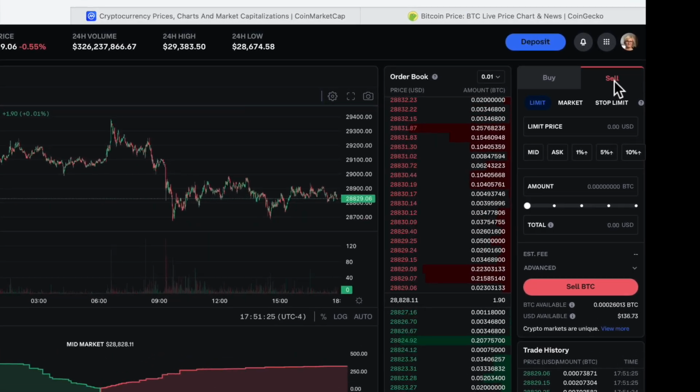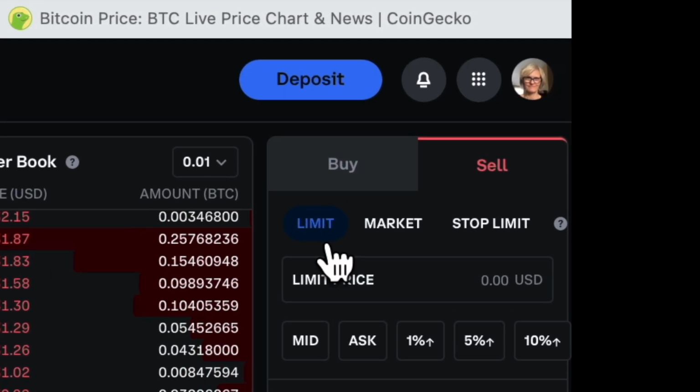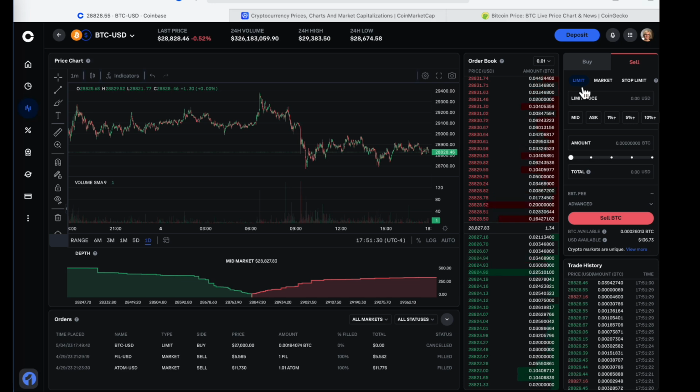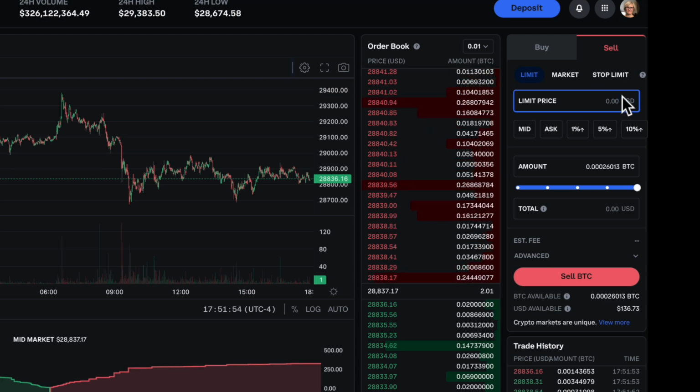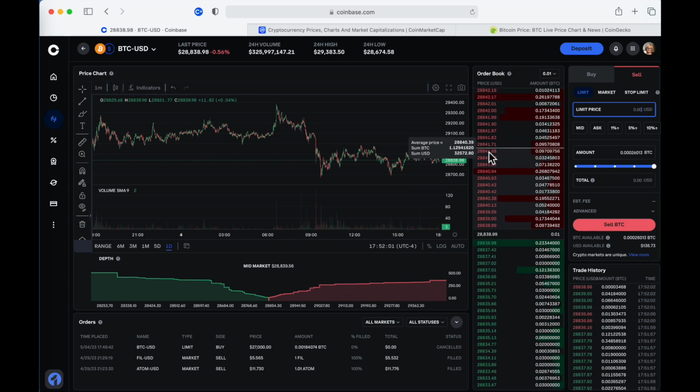Now, if I want to sell one of my crypto assets, we are on the Bitcoin US dollar trading pair page, and we're going to go ahead and set up a limit order to sell some of our Bitcoin. I can use this slider if I want to sell all of my Bitcoin. So I have to put in a limit price. So if I'm selling, I'm going to put it above the market price, which is right here. Let's just say I'm going to put in 29,000.